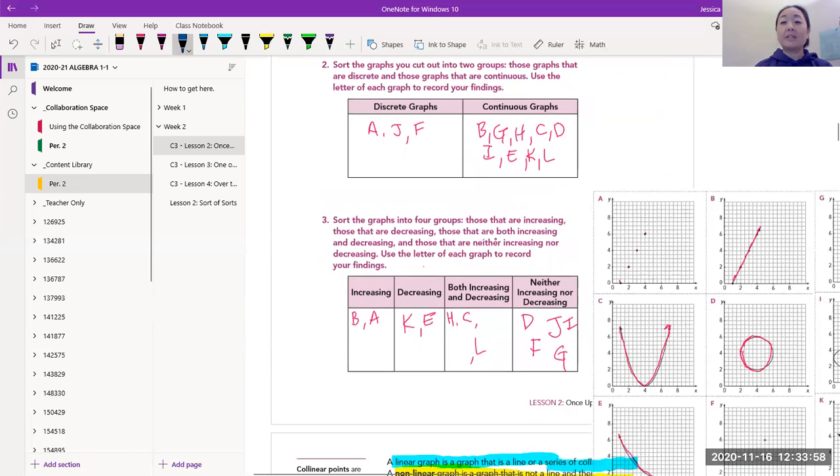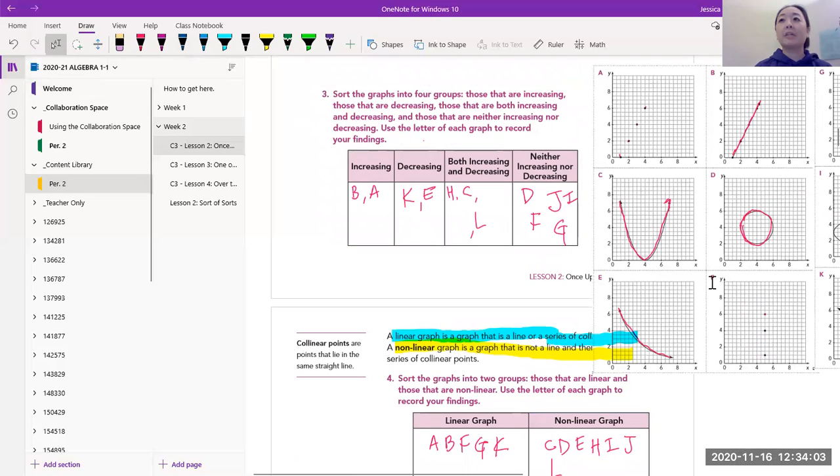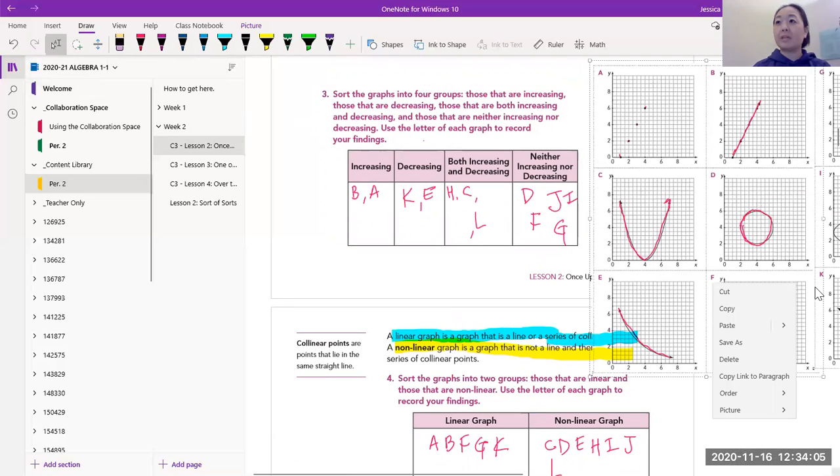So we took a look at these graphs. Oh, let me bring them up here. So we took a look at these graphs here.